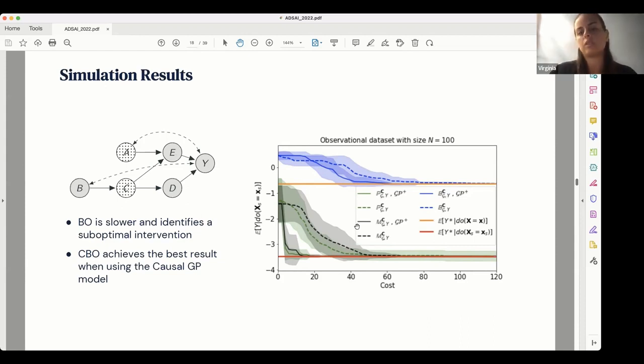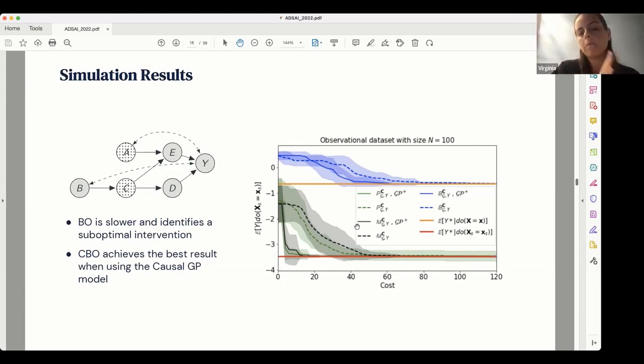The first thing to notice is that Bayesian optimization is converging to a value that is different from the one to which causal Bayesian optimization is converging. This is because Bayesian optimization breaks this causal relationship between the variables. So it blocks the causal effect propagation in the graph.